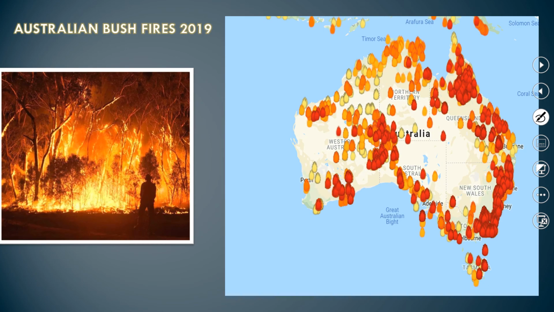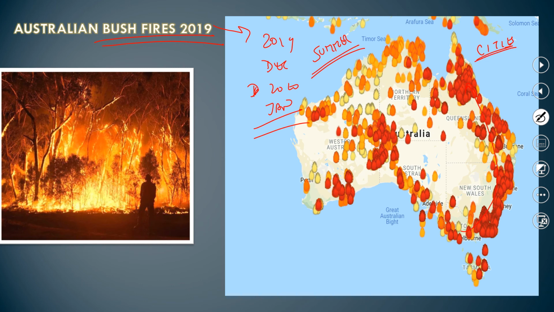The last topic to be focused upon in this session is the Australian bushfires. It's a contemporary topic of December 2019 and January 2020. The bushfires are very common across Australia in the summer season, but in 2019 they ravaged across the whole of the coastline of Australia, causing huge devastation to the ecosystems of Australia.